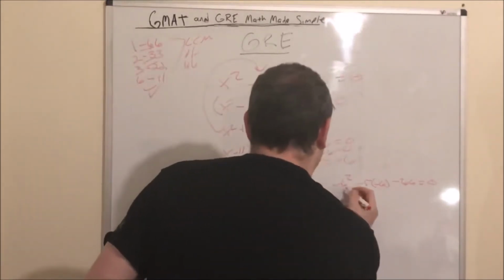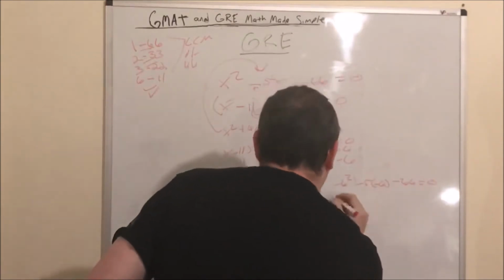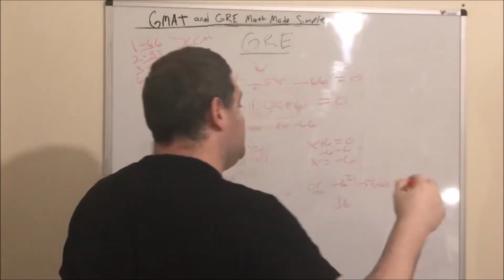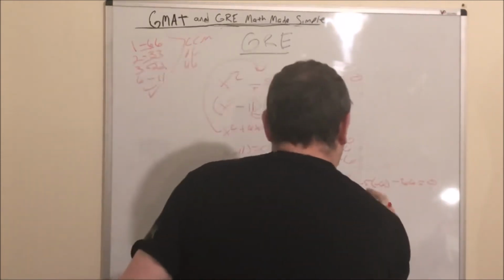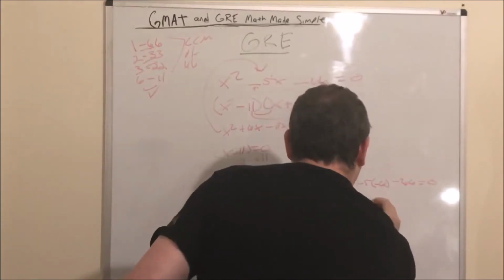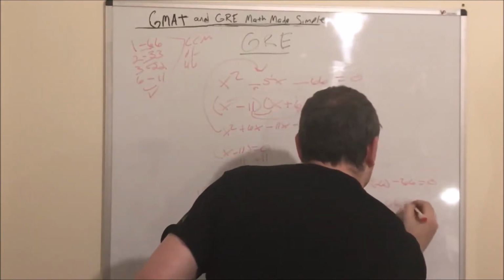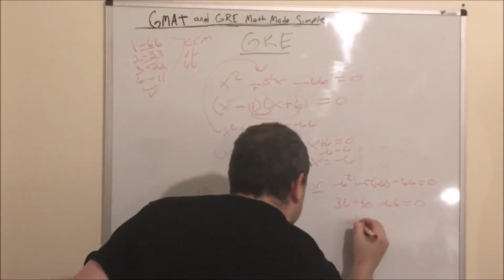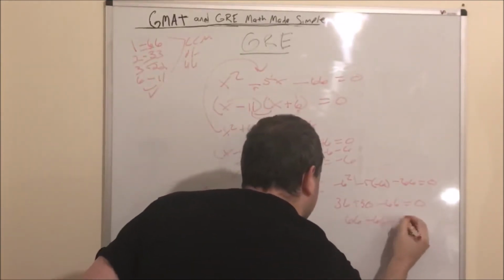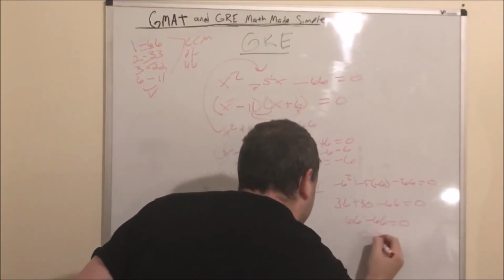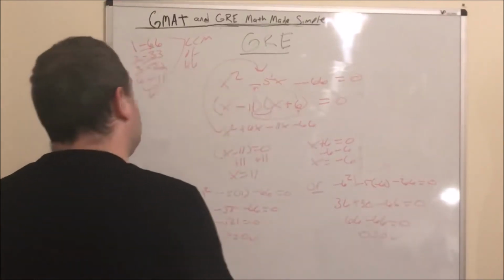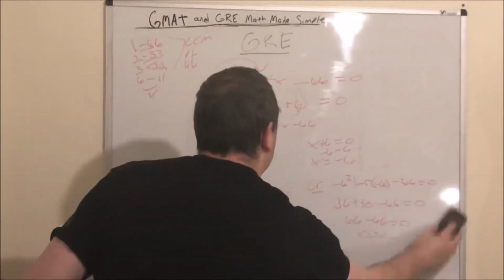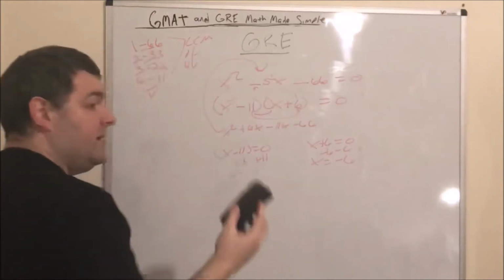So for this one, we have negative 6 squared, which will be 36. Then we said negative 5 times negative 6 turns into a positive number. So we'll do 5 times 6, which is plus 30, minus 66 equals 0. Now when you combine the like terms, it's 66 minus 66 equals 0. And then 0 equals 0, and bam. So that's the answer for the second one.